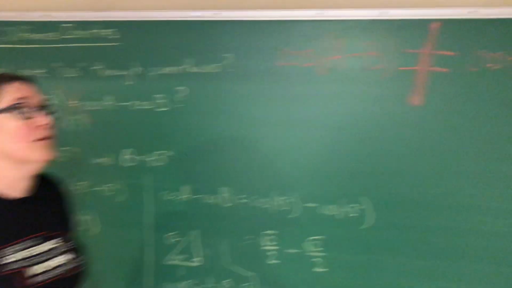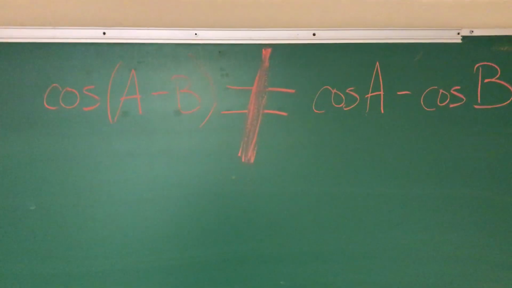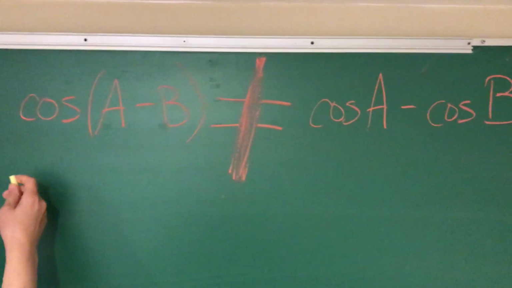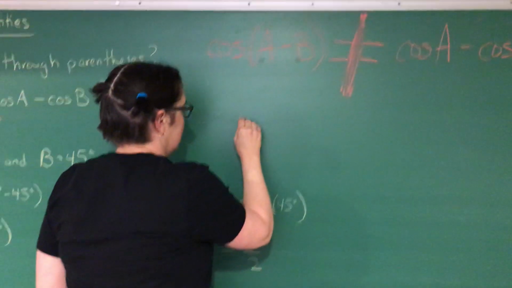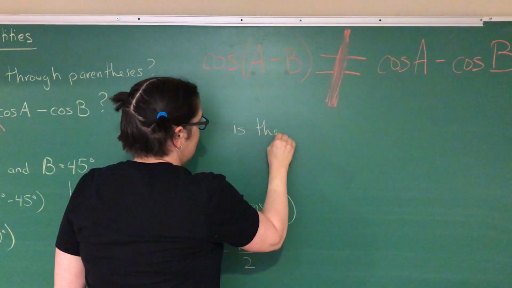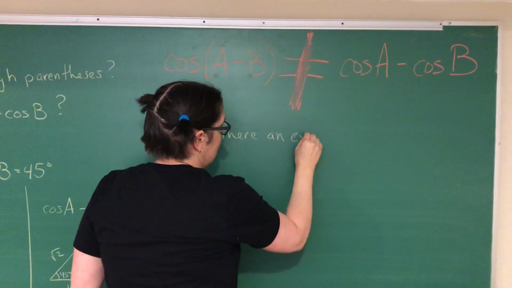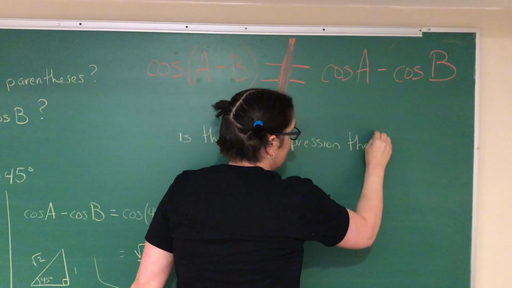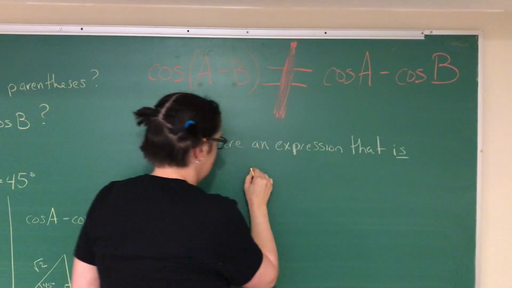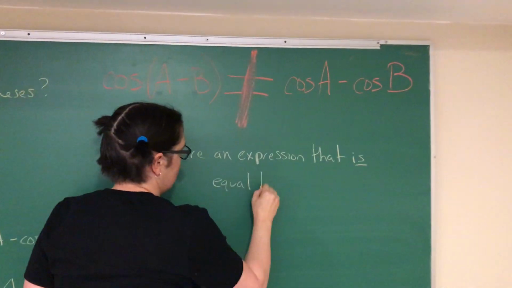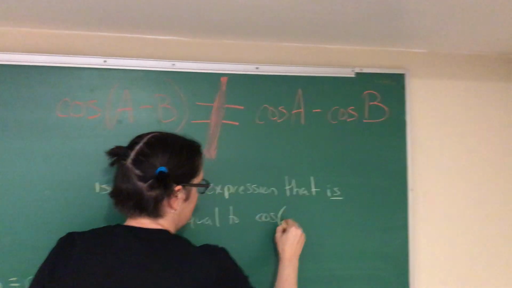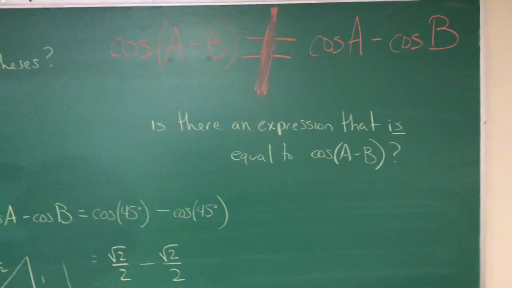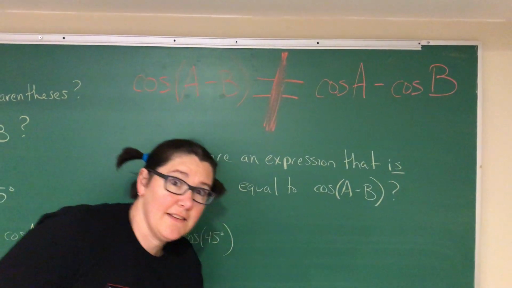All right, so that's great. So now we know what we're not allowed to do. The next question is, if that's the case, is there an expression that is equal to cosine of A minus B? Okay. And the answer to that is yes.